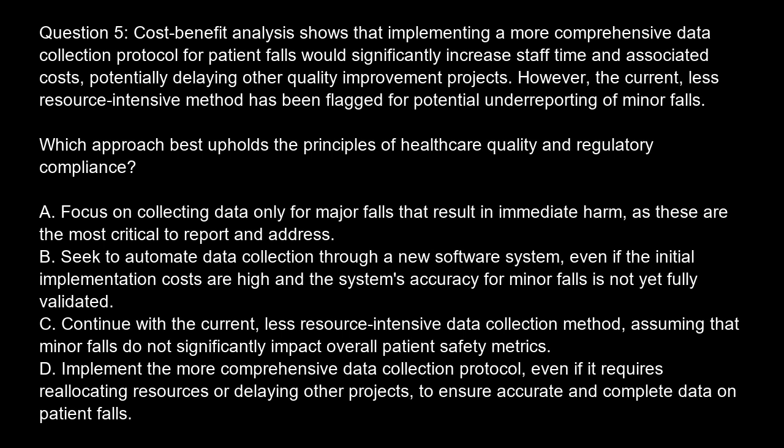Option A. Focus on collecting data only for major falls that result in immediate harm, as these are the most critical to report and address. Option B. Seek to automate data collection through a new software system, even if the initial implementation costs are high and the system's accuracy for minor falls is not yet fully validated. Option C. Continue with the current, less resource-intensive data collection method, assuming that minor falls do not significantly impact overall patient safety metrics. Option D. Implement the more comprehensive data collection protocol, even if it requires reallocating resources or delaying other projects, to ensure accurate and complete data on patient falls.